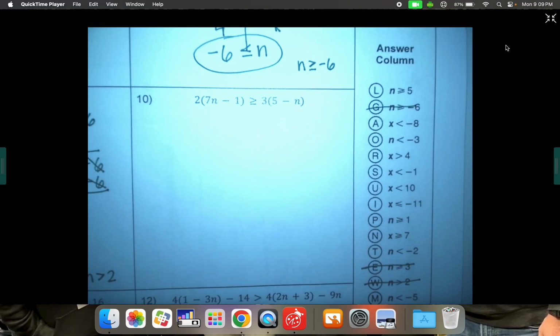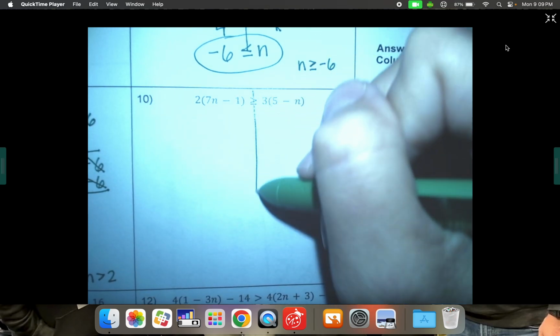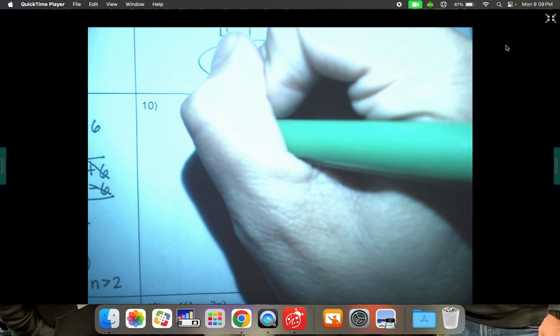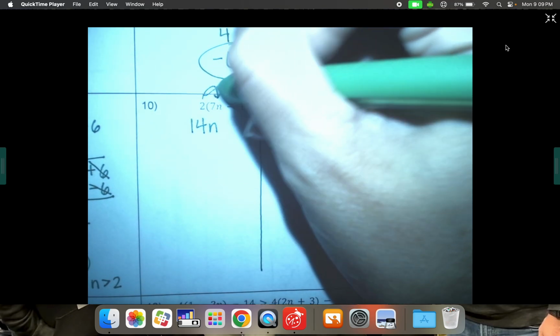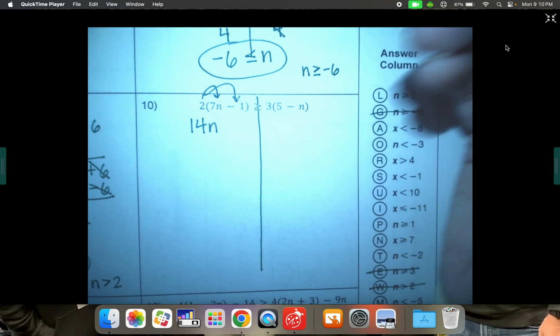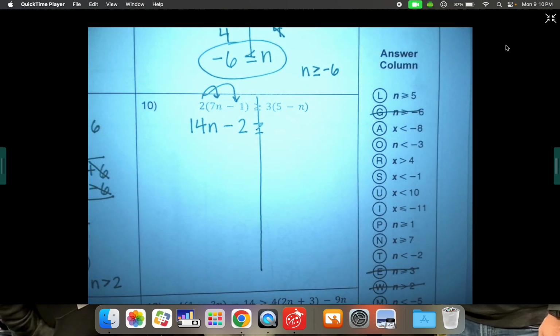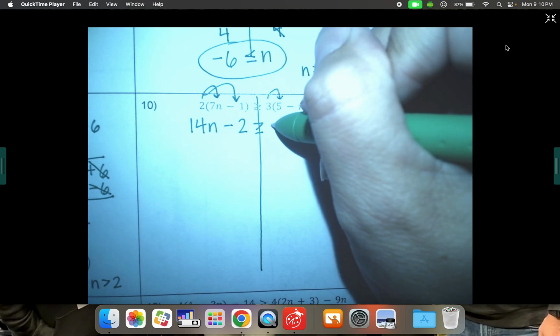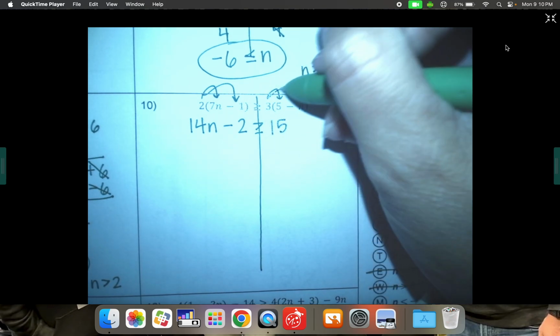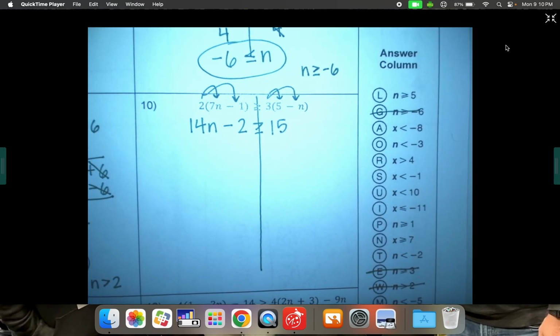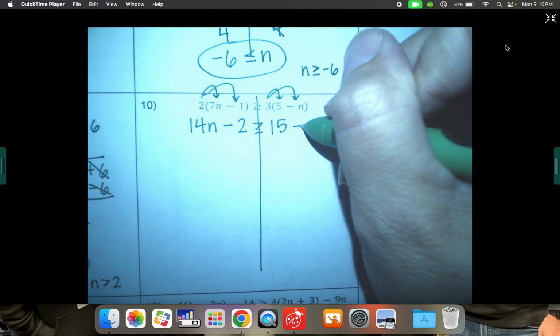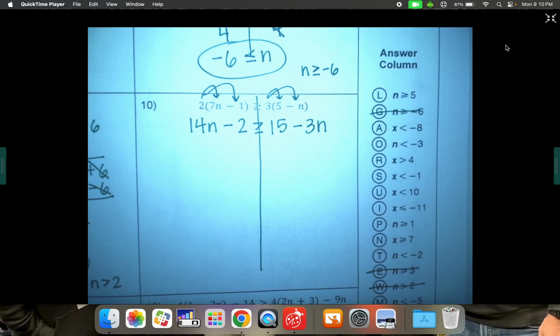Okay, number 10, we're distributing on both sides. 2 times 7n is 14n. 2 times negative 1 is negative 2. Double check with your calculator if you're not quite sure or if I'm going too fast. 3 times 5 is 15. 3 times negative n, you're just going to squish it all together, would be negative 3n.